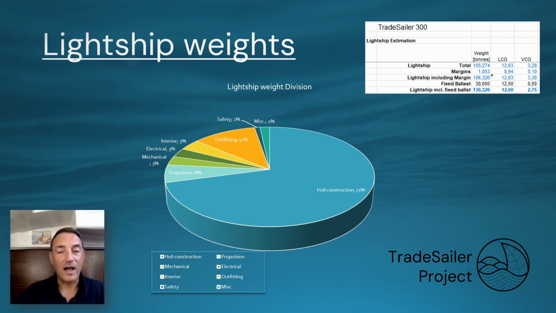And further, the outfitting is a bigger part. The rest are all small parts. The interior is a small part because we don't have much interior. It's not a yacht, it's a cargo ship. So lots of the boat is filled with cargo.